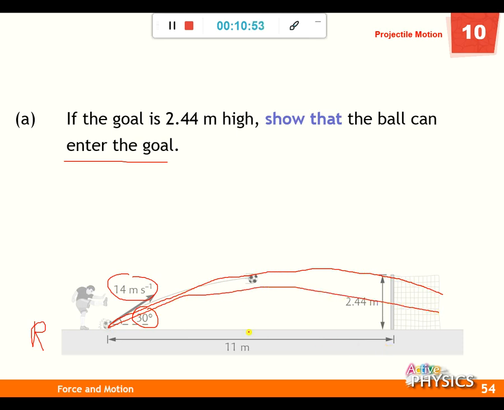So in this question, you should test it. If the ball travels horizontally 11 meters, then check the height of it. This one should be y. Check the height. If this height is higher than 2.44, it means that the ball cannot enter the goal. Lower than it should be okay. Negative value, impossible. So don't use y is 2.44.